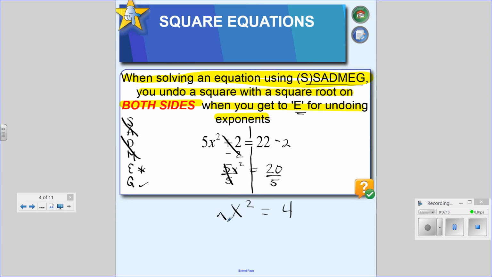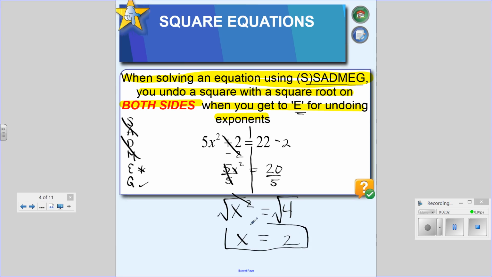Just like in the warm-up, the square root of x squared is going to cancel that square out. The square root of the other side, I'll have to evaluate the square root of 4. So simplify on the left. Square root of x squared is x. The square root of 4 is 2.